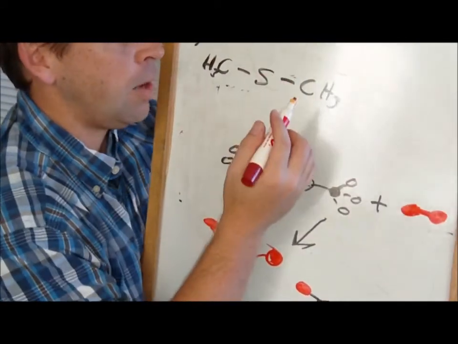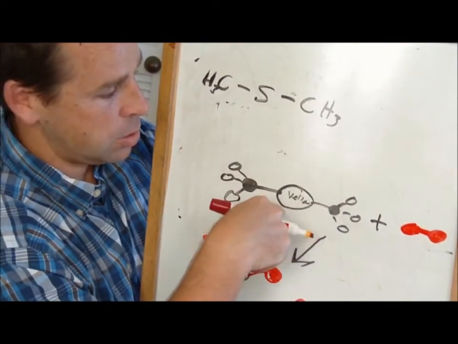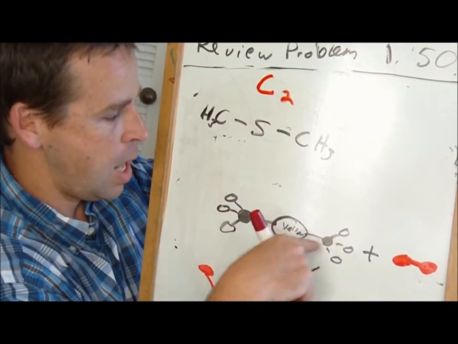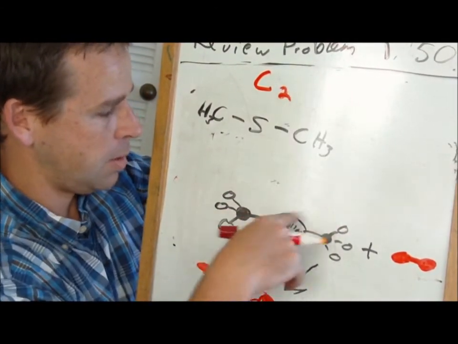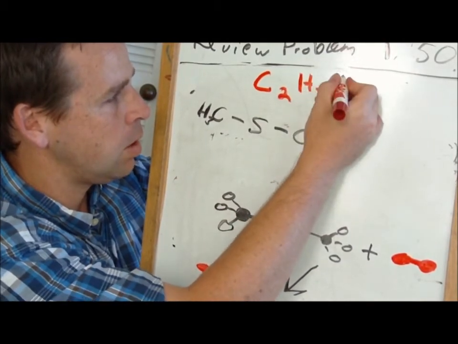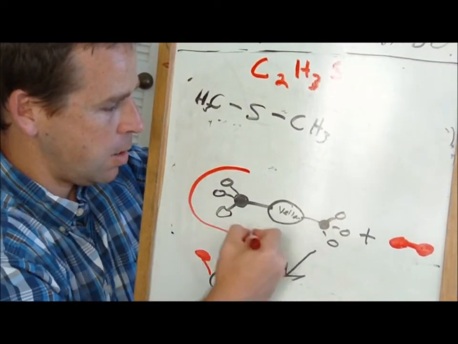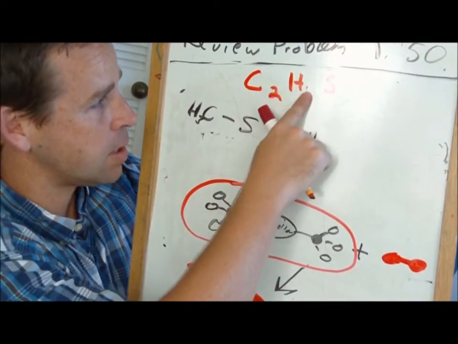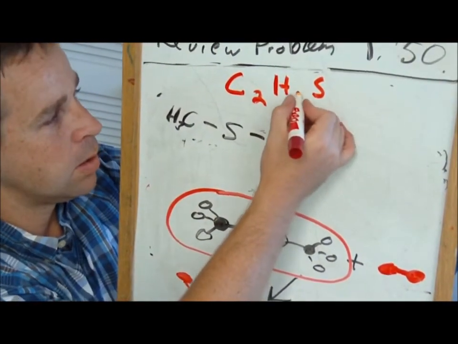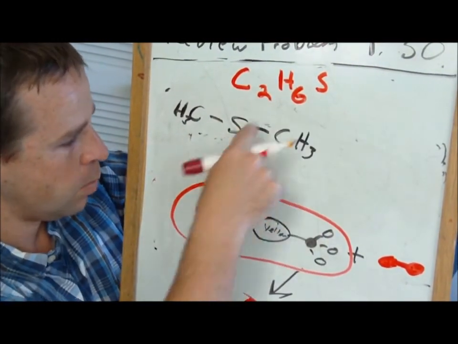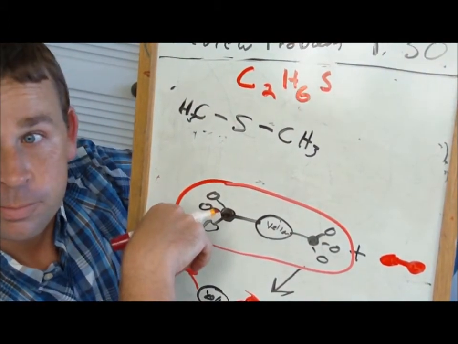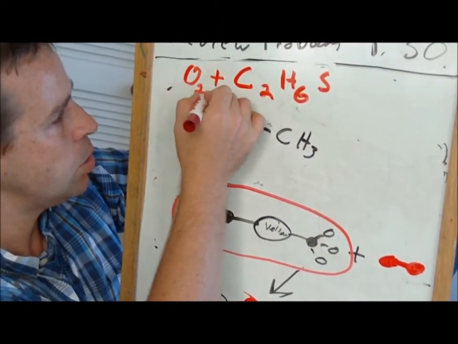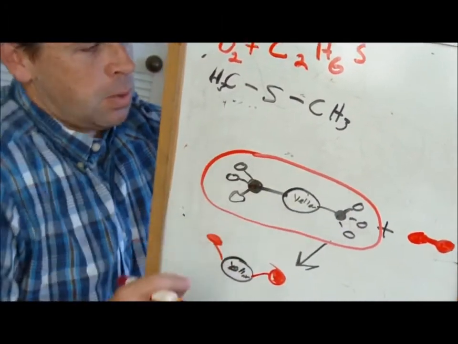Well, let's start off by writing what we know. We know that this is a sulfur, 2 carbons, so we could start with C2, then the hydrogens next, 6 hydrogens, and then 1 sulfur: C2H6S. That's this compound right here. All right? And we combined it with oxygen gas. So I'll put a plus here, O2, 2 oxygens, right?